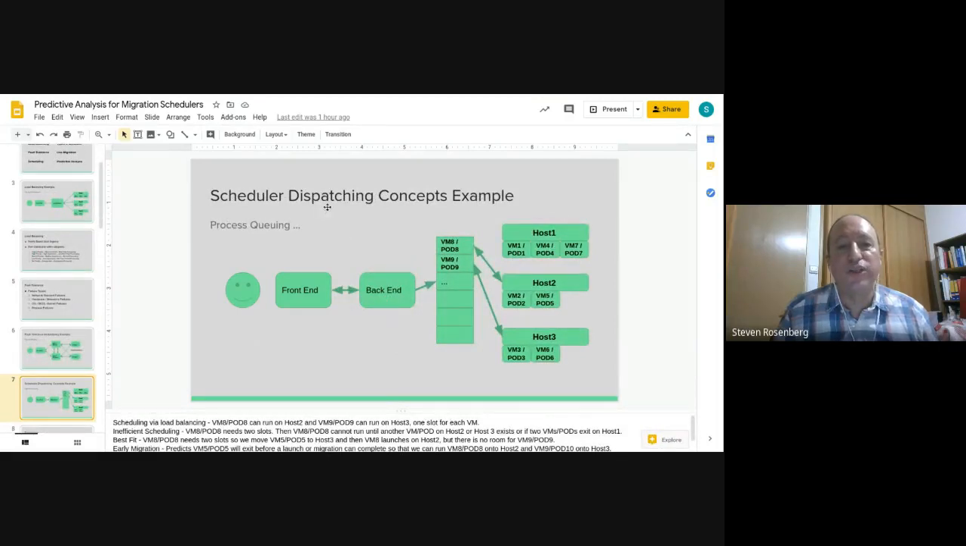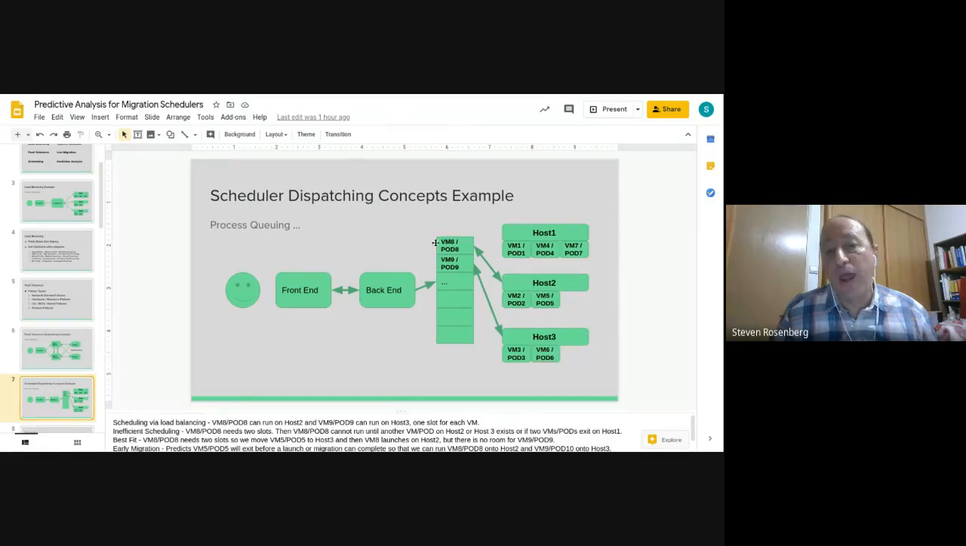So scheduler dispatching concepts. So this is an example of that. Here you have a process eight on a queue waiting to be launched, and a process nine on the queue waiting for process eight to be launched so that then it could be launched. And you can see that we have a free slot on host two and a free slot on host three.